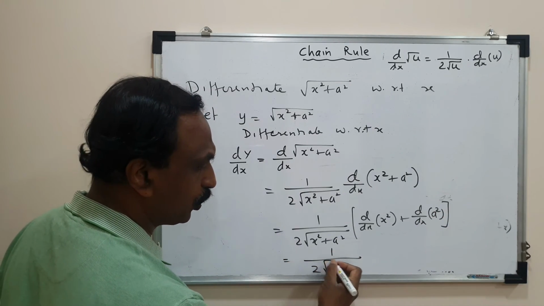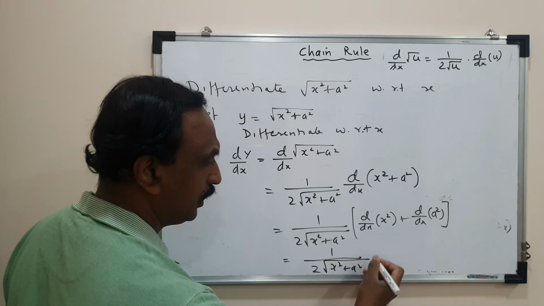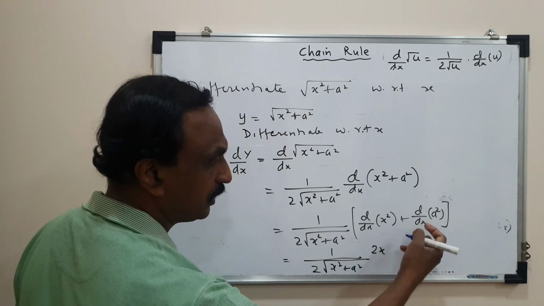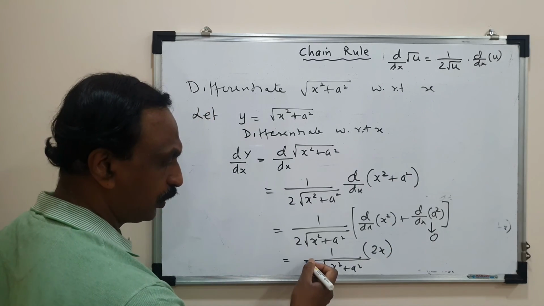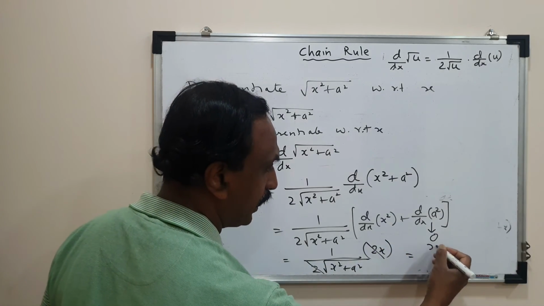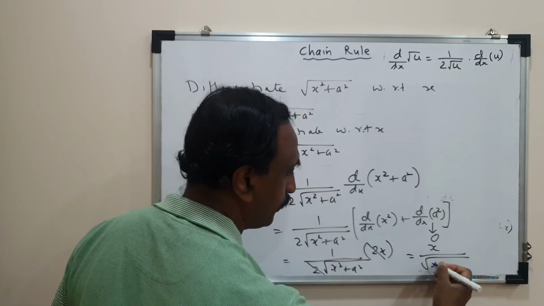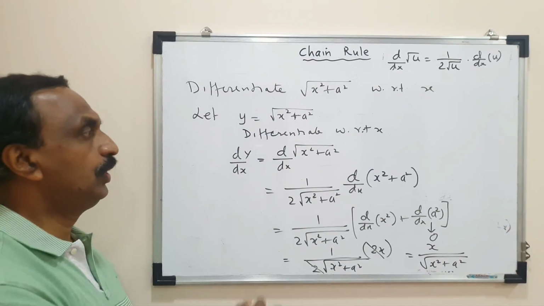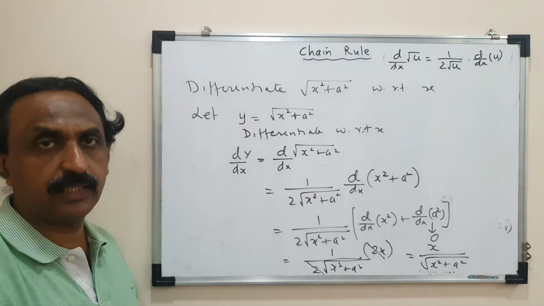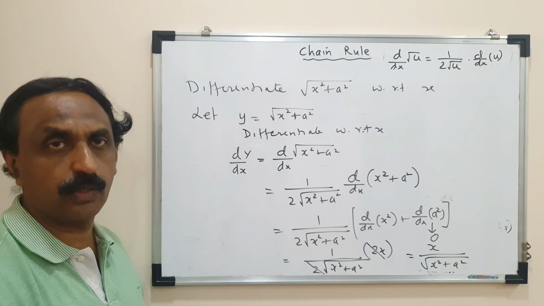So 1 by 2 root x square plus a square, derivative of x square is 2x, derivative of a square is 0, so I'm not writing it. So 2 and 2 will get cancelled. So final answer x upon root of x square plus a square becomes my final answer. So every time root is there, directly apply 1 by 2 root x square plus a square.